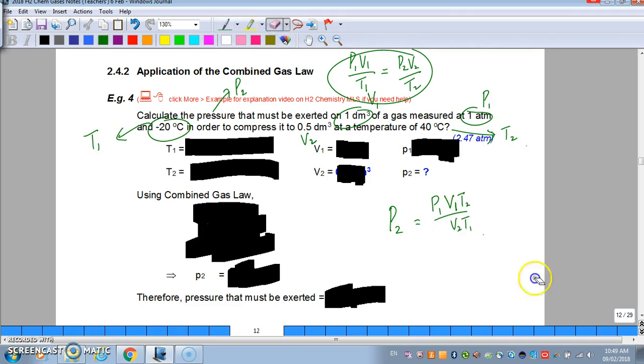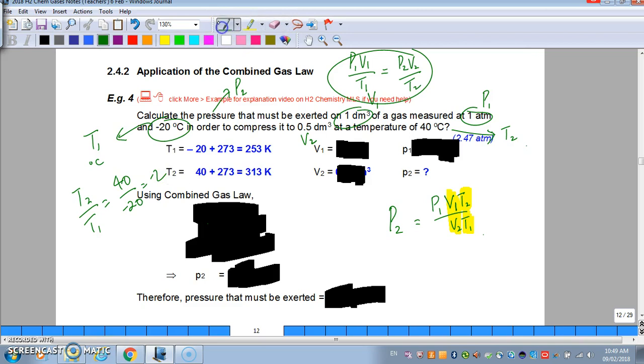Now again, you see that the units for the volume will cancel out, and the temperature unit will also cancel out. But I want to emphasize what I said in the Charles' law part: it is always very important for you to convert degrees Celsius to Kelvin. If you don't convert, let's say I just take T2 over T1 in degrees Celsius, what will you get? T2 is 40 over negative 20, which gives negative 2. But if you convert to Kelvin, it's an entirely different answer.